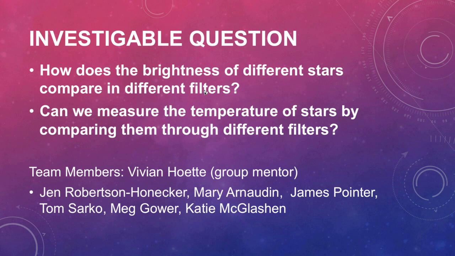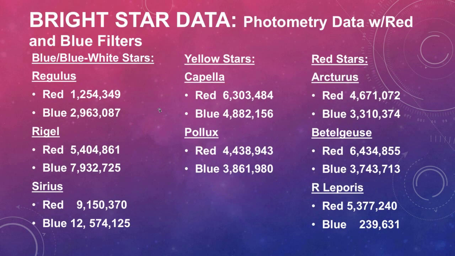So in our group, Jen, myself, Mary, Meg, Katie, and James. We had a time pressure this week. A lot of people were very busy, so we did the best we could. Nice of Jen to throw together the PowerPoint at the last minute, so it's a little easier to see. Mine would be pretty hard to read. So anyway, here's the original question that our group was assigned or volunteered for. How does the brightness of different stars compare in different filters? And then, can we measure the temperature of stars by comparing them through the different filters?